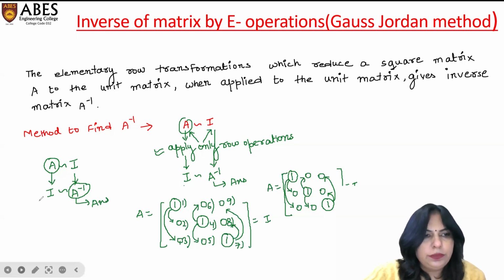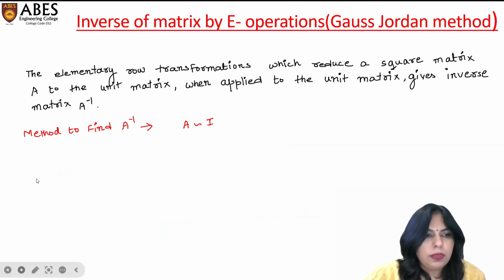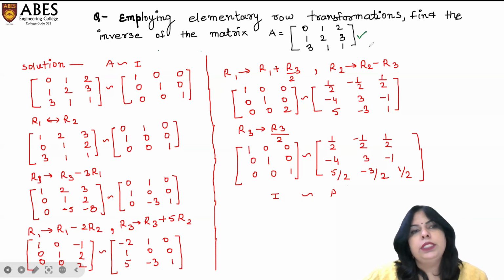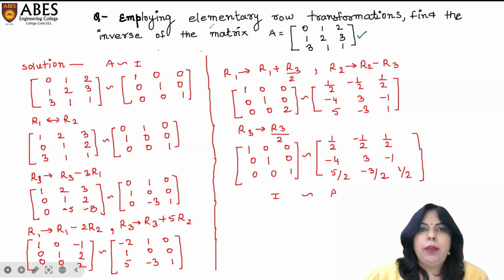Next one is, we are having this example. Question is, find the inverse of a matrix A. We are having a matrix A. By using the Gauss-Jordan method, we are going to find the inverse of a matrix A. So the question is, employing elementary row transformations, find the inverse of a matrix A.